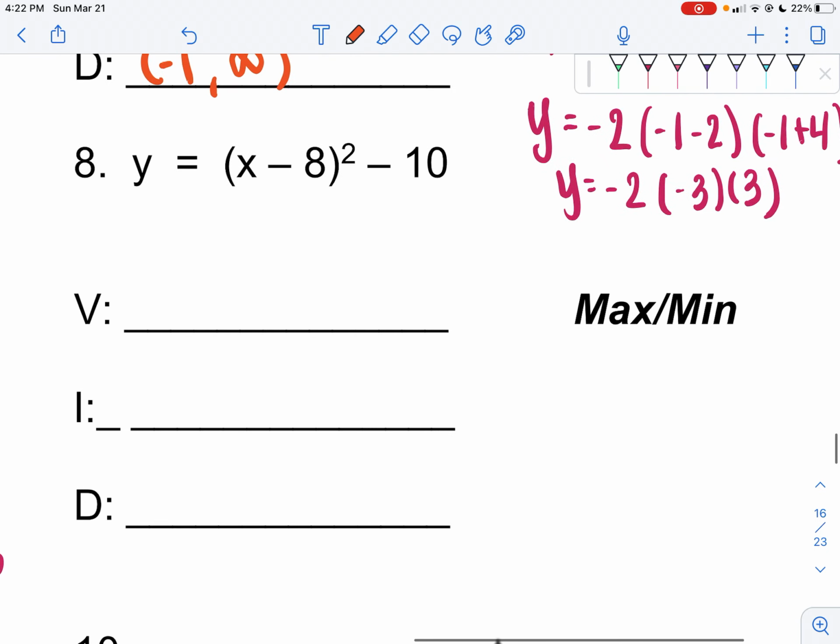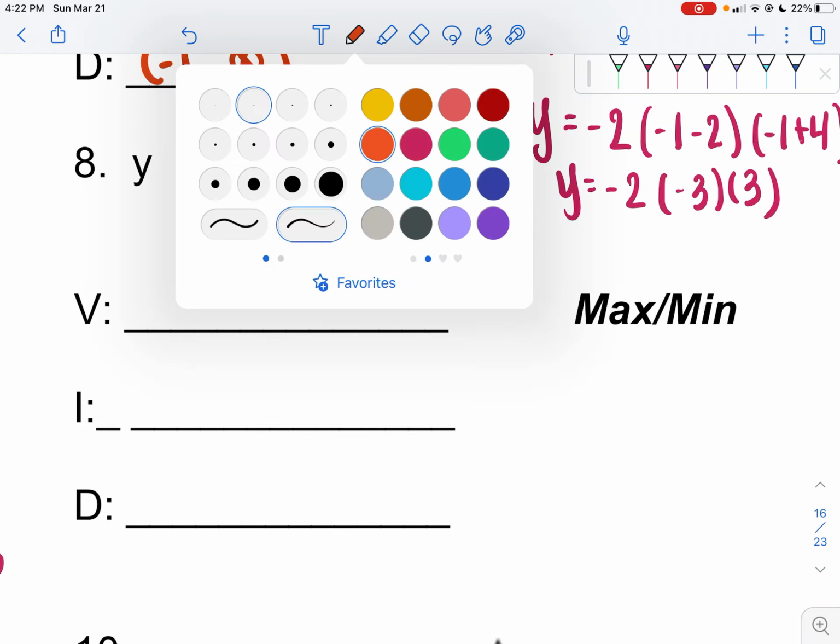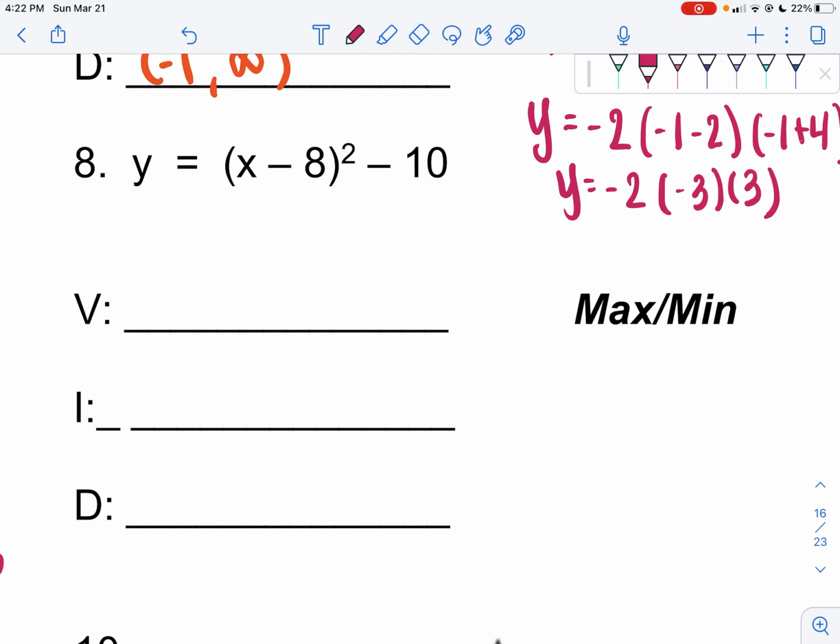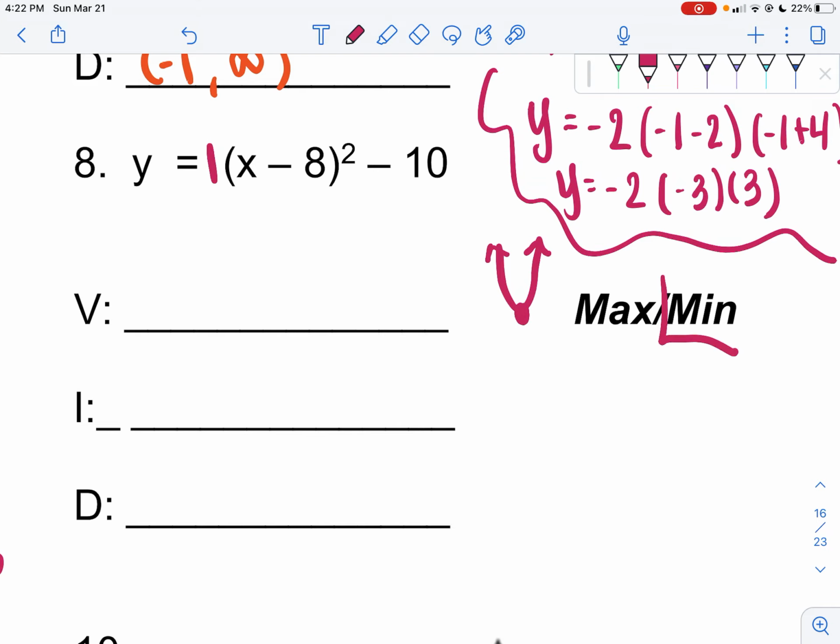Number 8 here, again, we have vertex form. When we don't see a number in front of the parentheses, remember it is a 1, so we have a positive a value. So our parabola is going to be opening up, which means our vertex is a minimum. Take the opposite value for x, so 8, and then keep the y, -10.